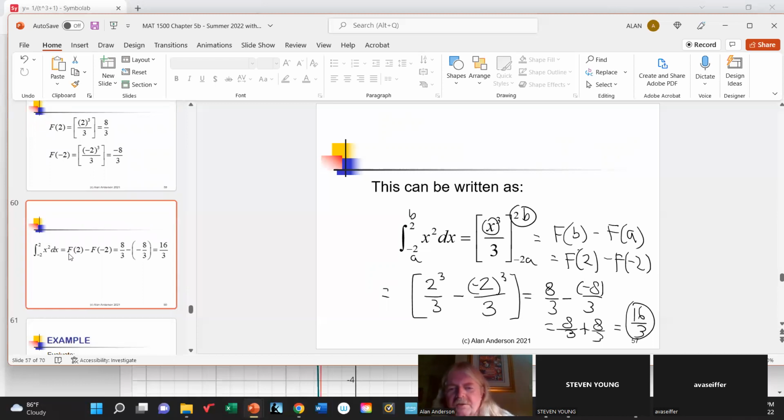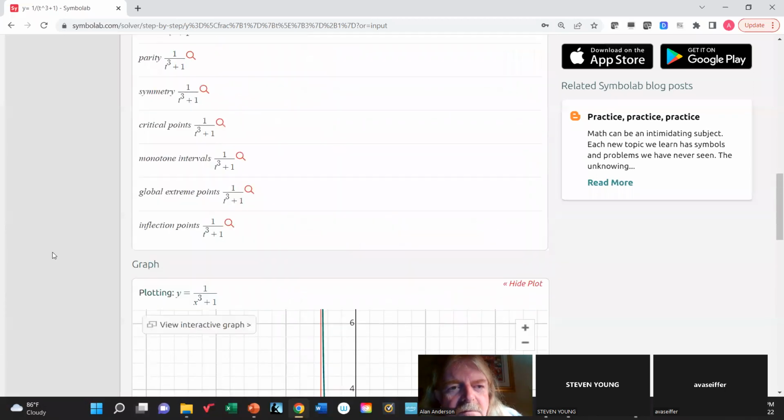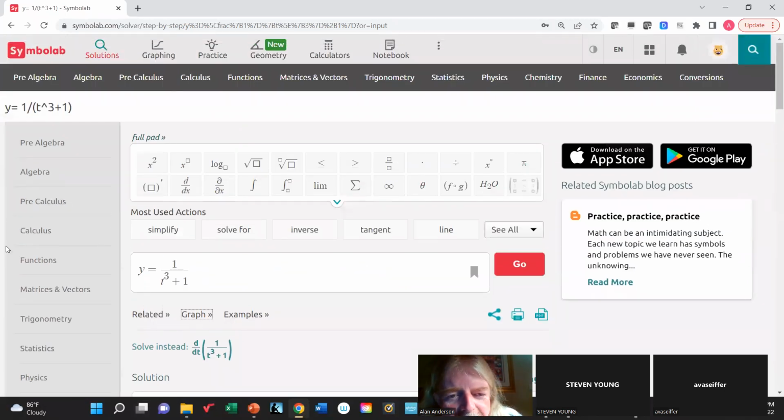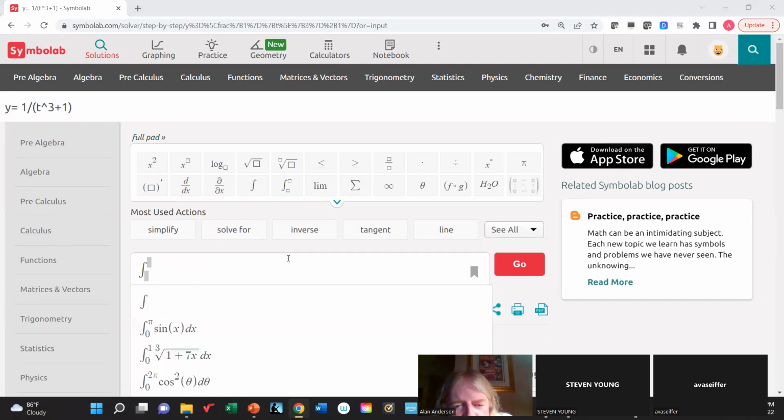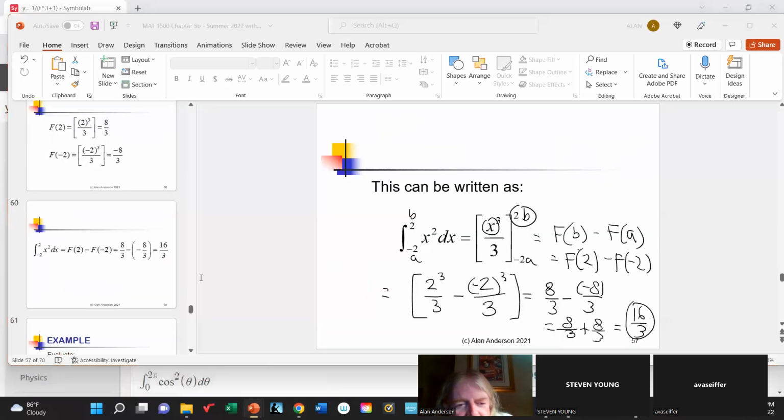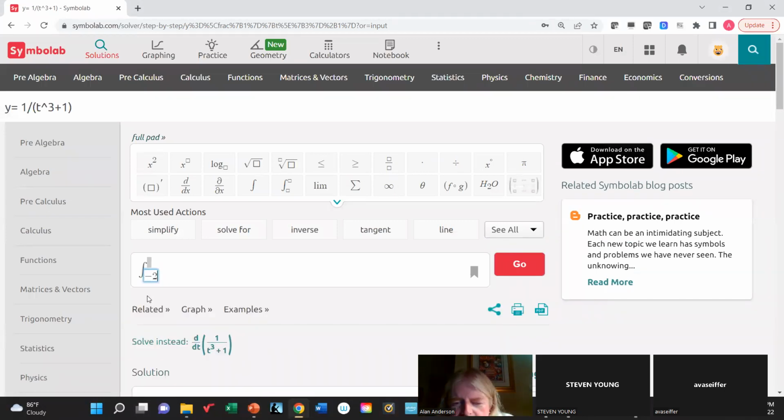So let's double check this with Symbolab. Now remember, it does have this capability. Here you go. By the way, if you can't find the symbol you need for integration, over here on the left-hand side, the menus offer you pre-calc and calculus. If you click on calculus, you should be able to find it there. So you've got, once again, -2 up to 2, x squared dx. Oops.